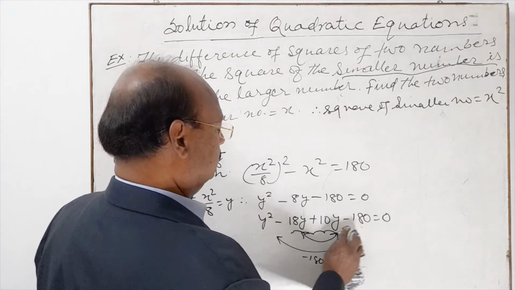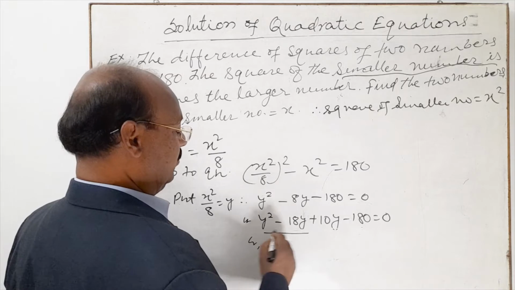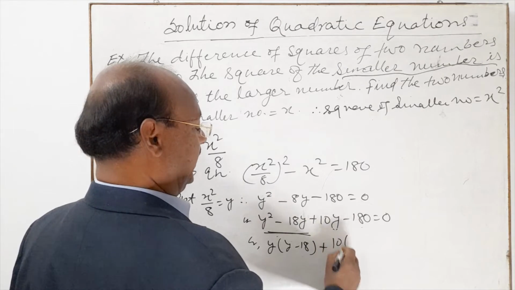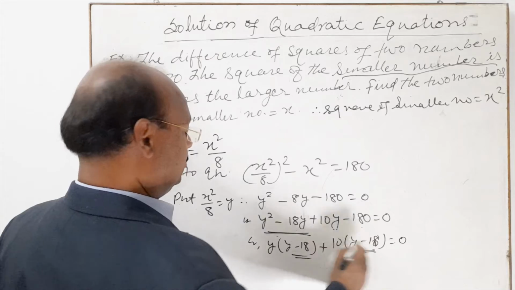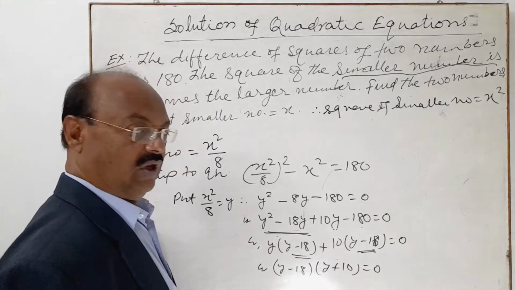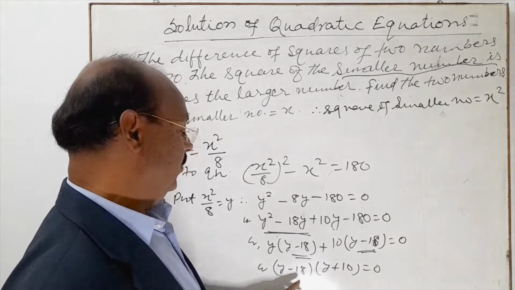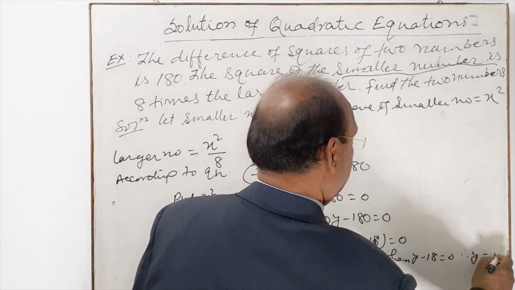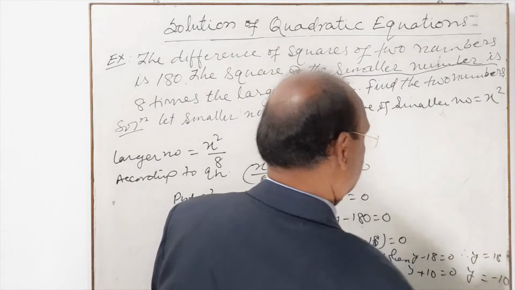Now let us proceed. Here we can take y common from the first two terms: y common, y minus 18, and in the next two terms we can take 10 common, y minus 18, this is equal to 0. Correct? Now y minus 18 is common in these two terms, so we can take y minus 18 common and y plus 10 is equal to 0. So here the product of two linear expressions is 0, so either this part is 0 or this part is 0. When y minus 18 is 0, you get y equal to 18. And when y plus 10 is equal to 0, y is equal to minus 10.